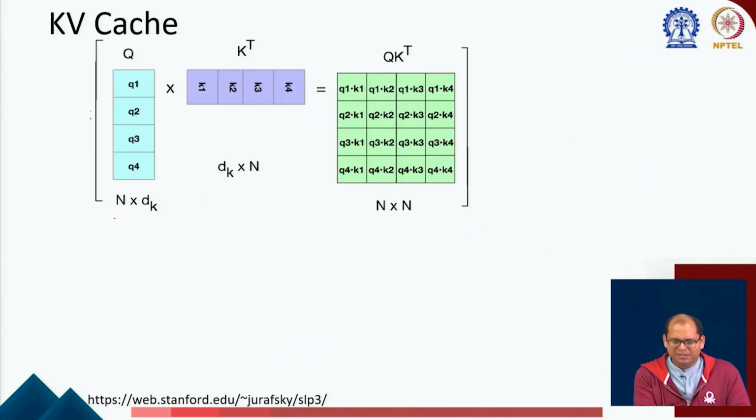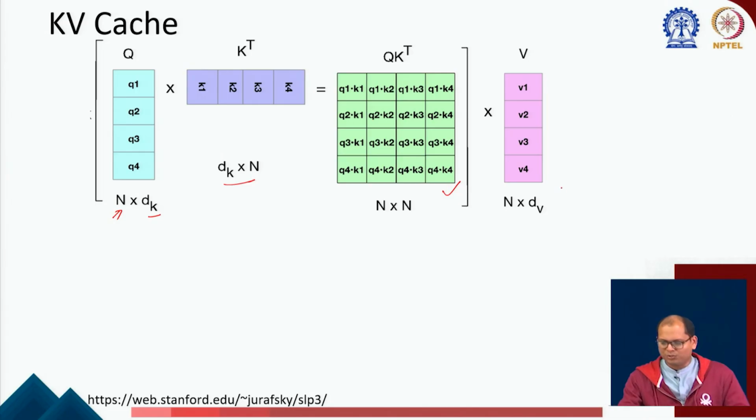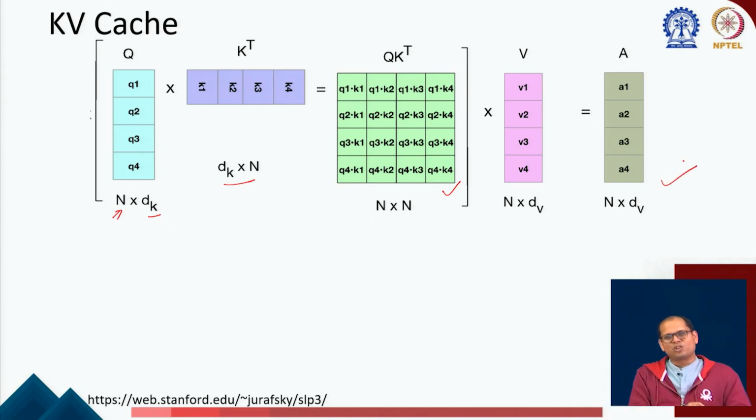Suppose we have a sequence of n tokens, and dk is my dimension for the query, key, and value. I multiply n cross dk with dk cross n, and I get this n cross n self-attention matrix. Then I multiply it with the values, n cross dv, so I get an n cross dv dimension output, the attention outputs for all the n tokens, right? So there were 4 tokens, and I got attention output for all the 4 tokens.